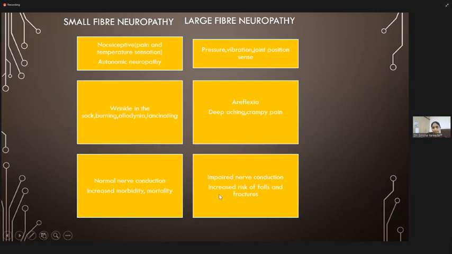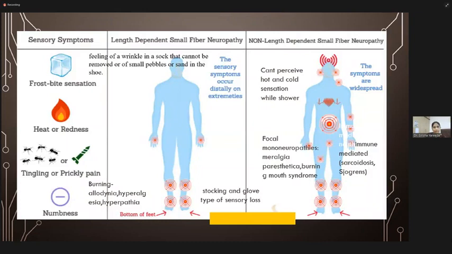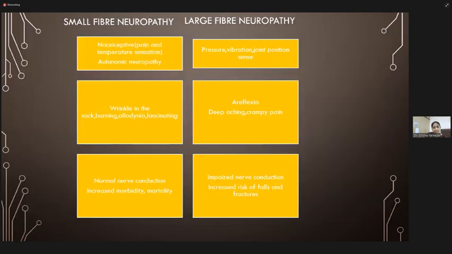Whereas the large fiber mainly takes care of the proprioception. So there is an increased risk of sensory ataxia. Because of the sensory ataxia, there is an increased risk of falls and fracture. So this is the difference between large fiber neuropathy and small fiber neuropathy.